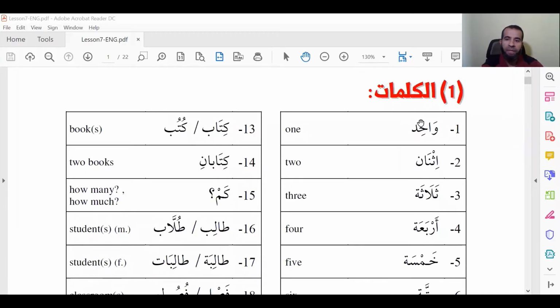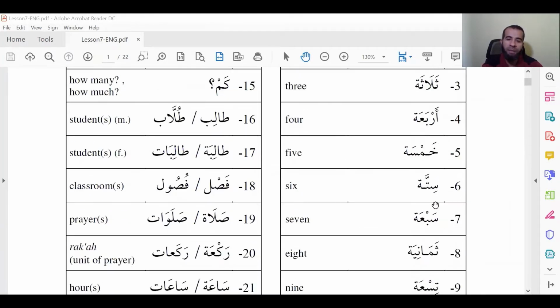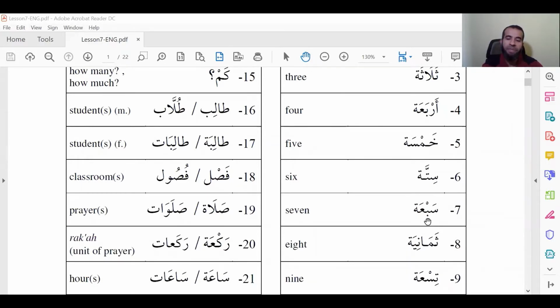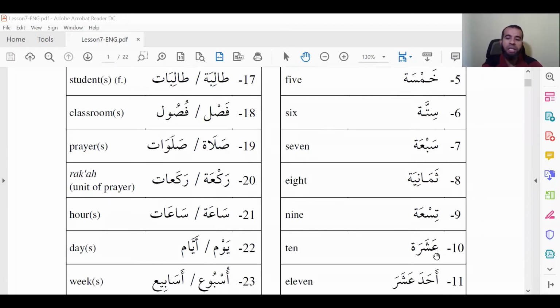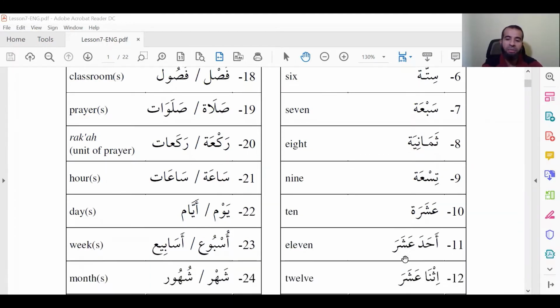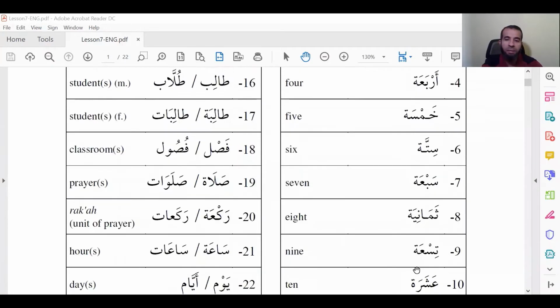Look here at the list of the words. الكلمات. 1 2 3 4 5 6 7. And then 8 9 10 11 12. We don't say 11. So here in this lesson we will study numbers from 1 to 12.